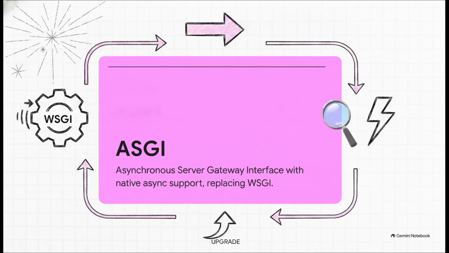Now, for years, the Python world relied on an older standard called WSGI. That's what your classic Django and Flask apps were built around. But ASGI is a massive upgrade because it natively supports asynchronous programming. It is an absolute paradigm shift for handling high volumes of traffic.